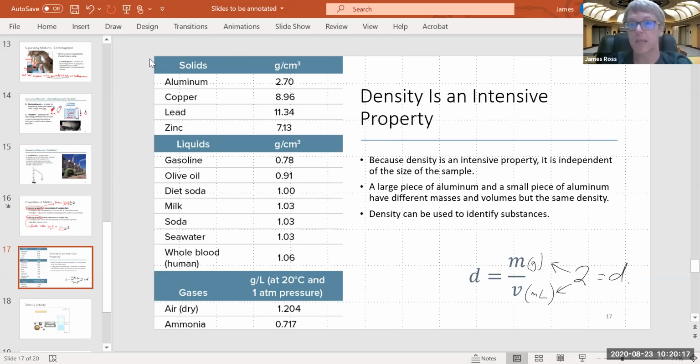Okay, sorry, I forgot to silence my phone. Incidentally, centimeter cubed is equal to milliliter, so let's not let that become an issue.